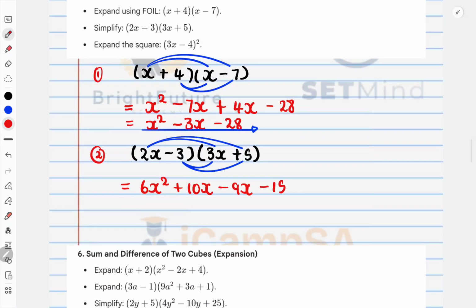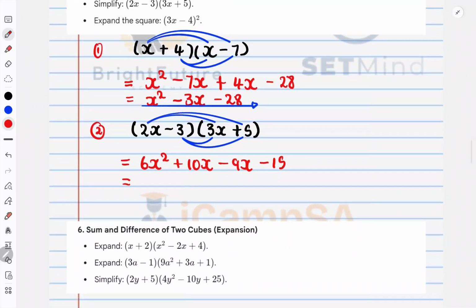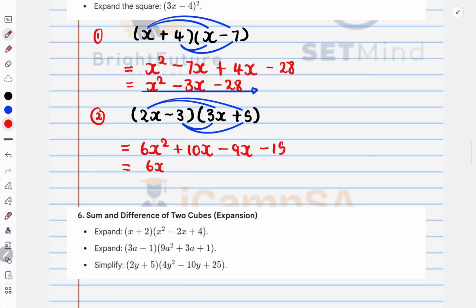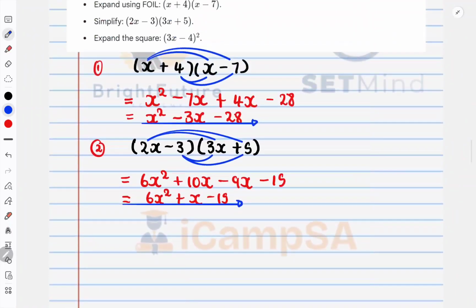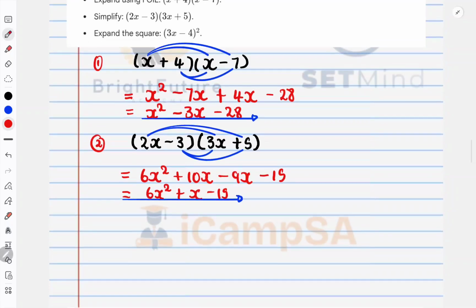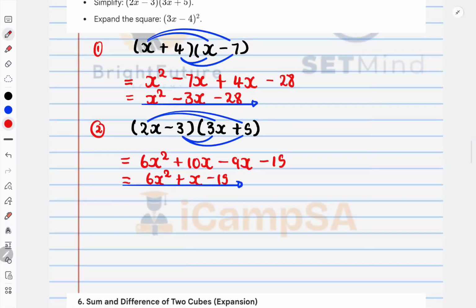For us to simplify, right, let's add the like terms. 6x squared will be left like that, plus 10x minus 9x will be x, minus 15 as your final answer. Okay, and then lastly we have to expand the square. Expand the square.